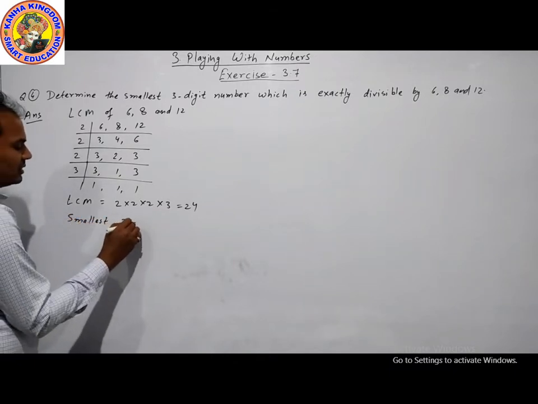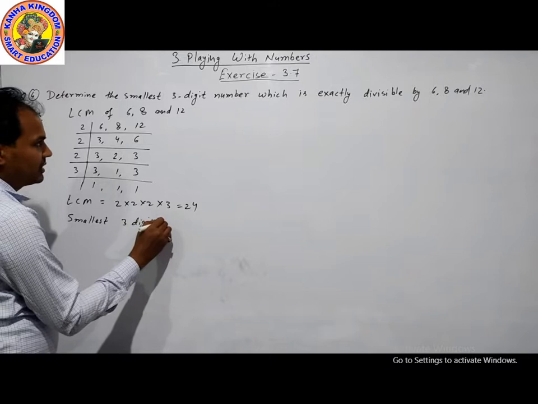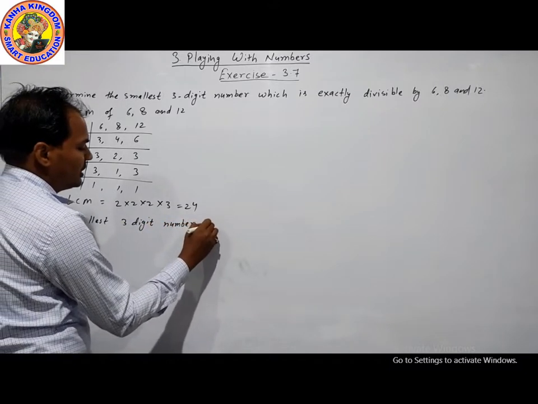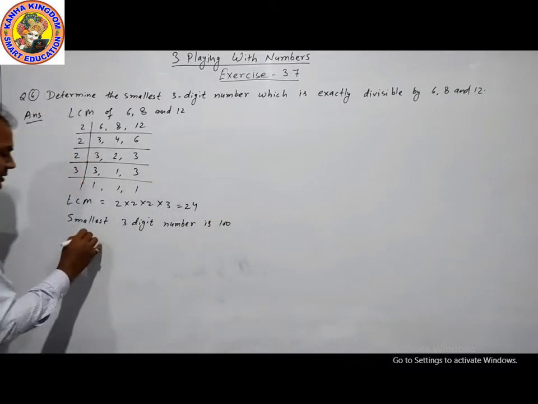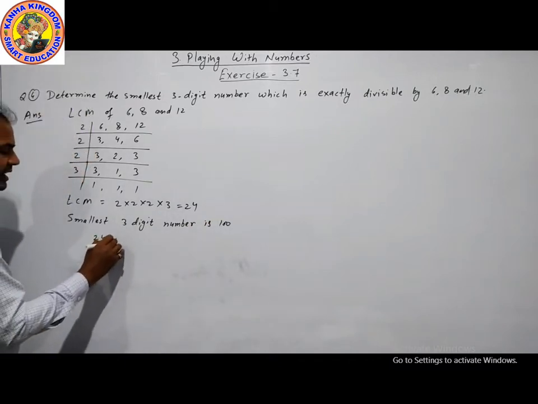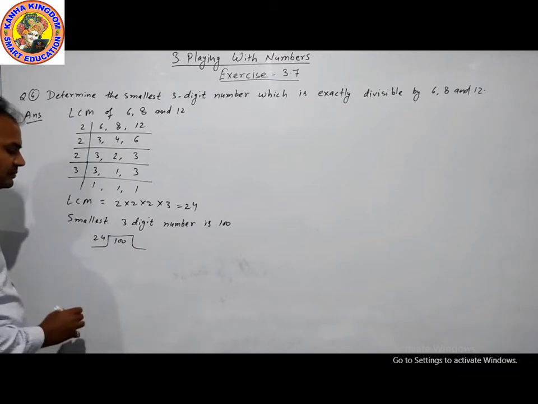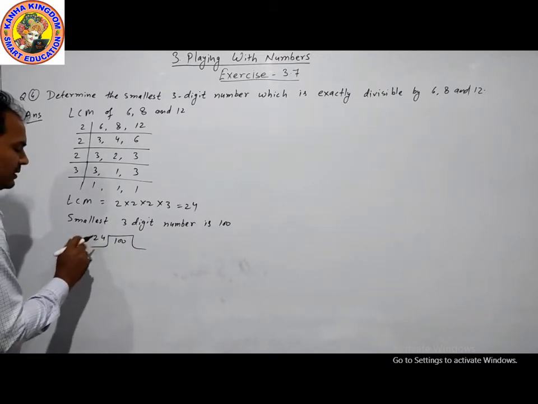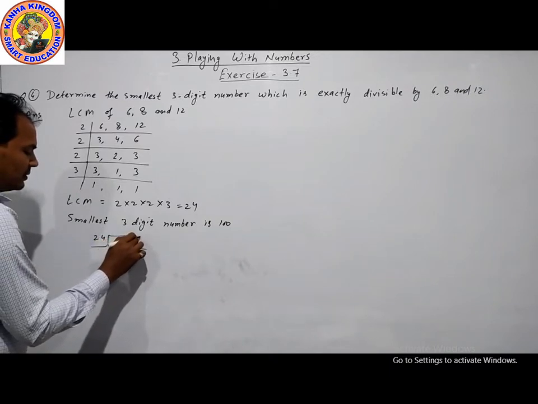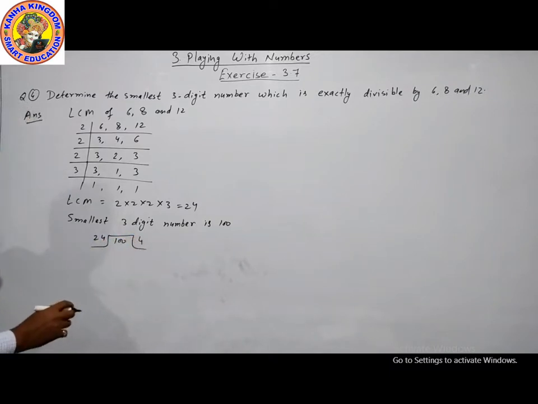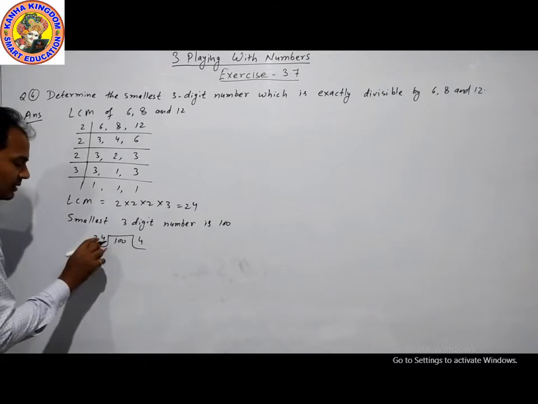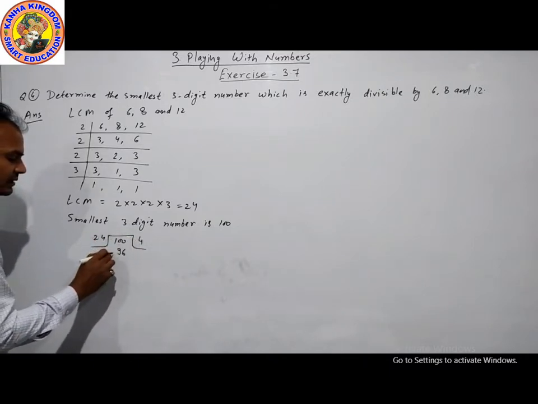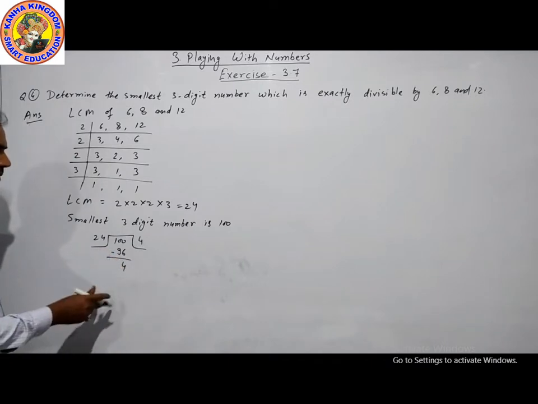Now the smallest 3-digit number is 100. Now we will divide 100 by 24. 4 times, 4 4s are 16, then 10 minus 96, remainder is 4.